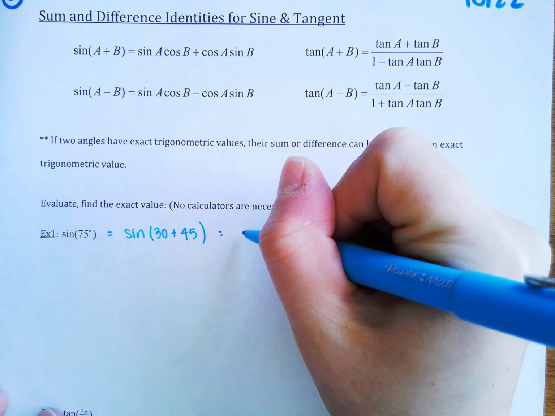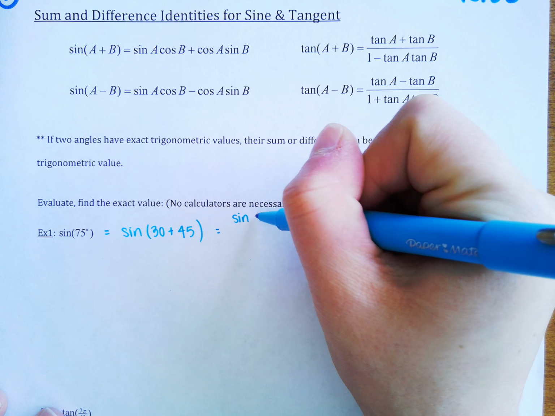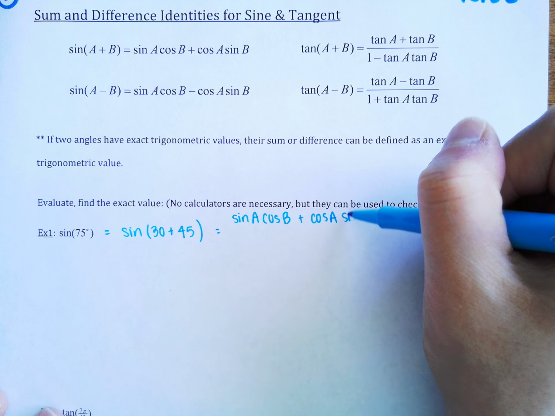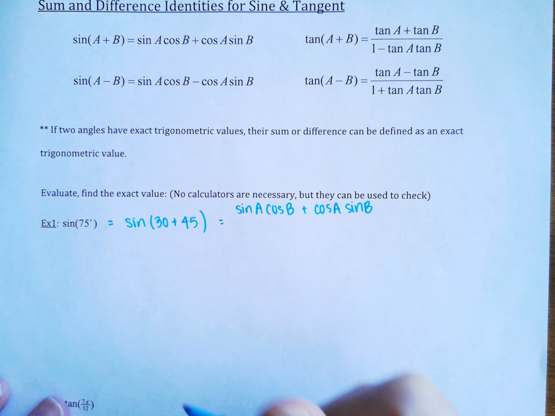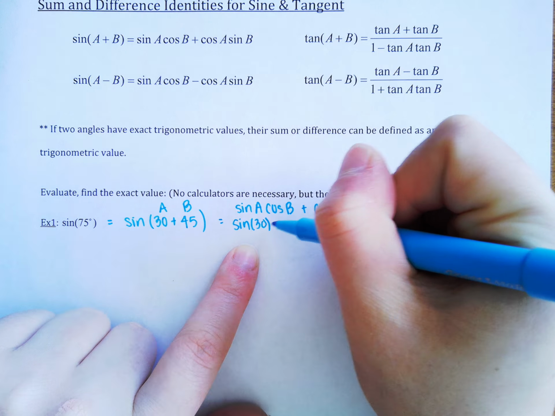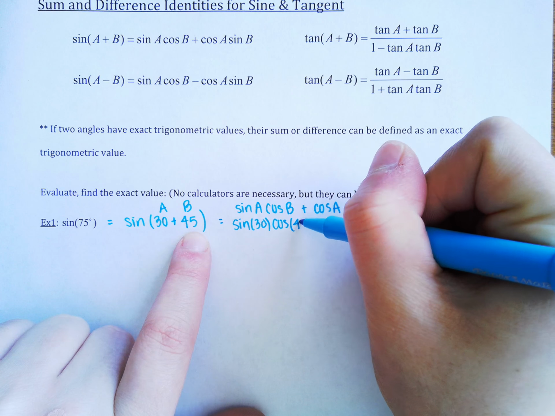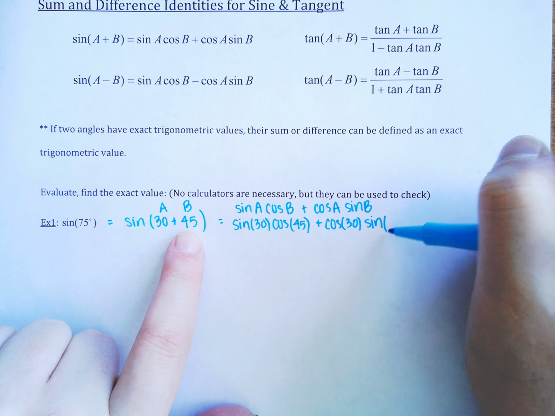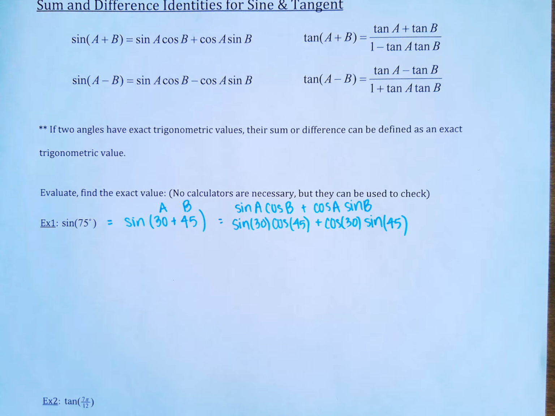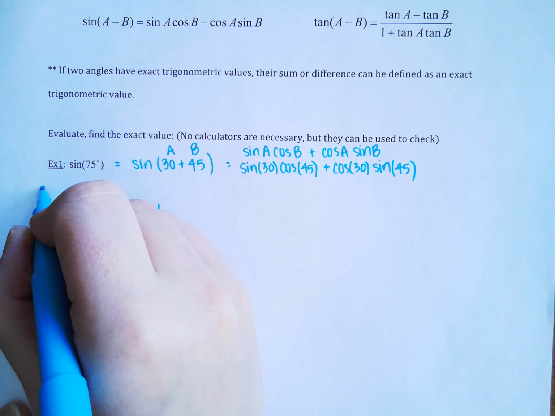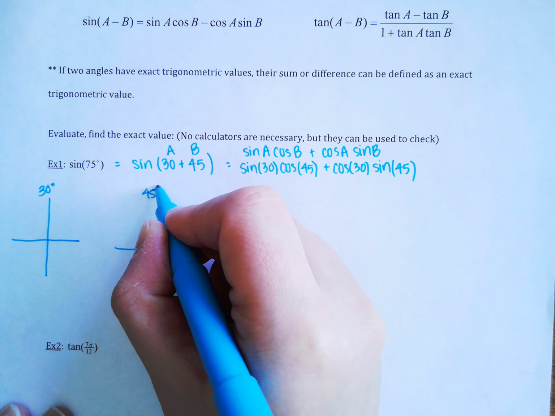So since this is a sum, I'm going to write out the sum formula above. And this would be our A and our B value. So really what that means is that we're looking for the sine of 30 times the cosine of 45, plus the cosine of 30 times the sine of 45. So we have two reference triangles that we're looking at: a 30-degree reference triangle and a 45-degree reference triangle.